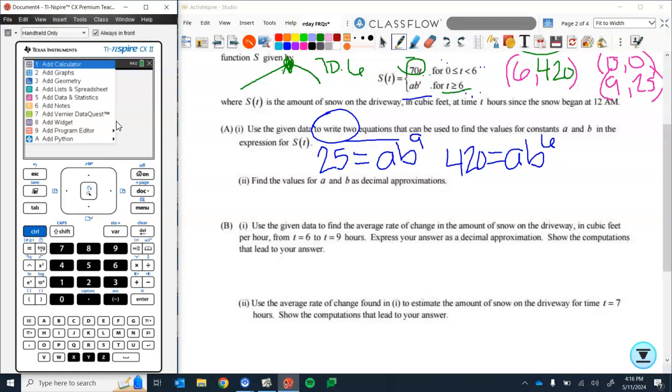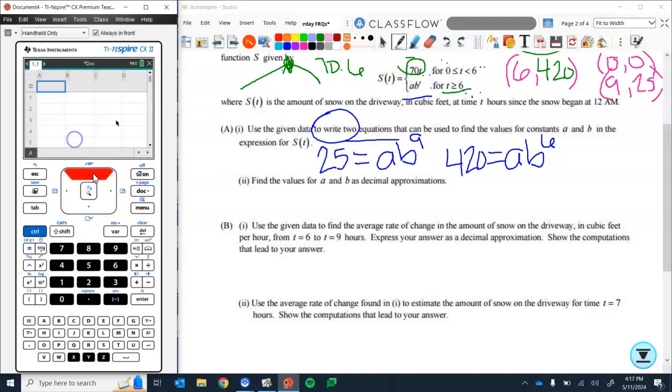All right, so I'm going to find the values for A and B. So that means I need to add lists in spreadsheets. I'm going to go up here and do X. And my X values that I'm going to use, I'm not using 0. I'm not using this one because that is in this part up here. But I am using 6 and 9. And then Y. And that would give me 420 and 25.